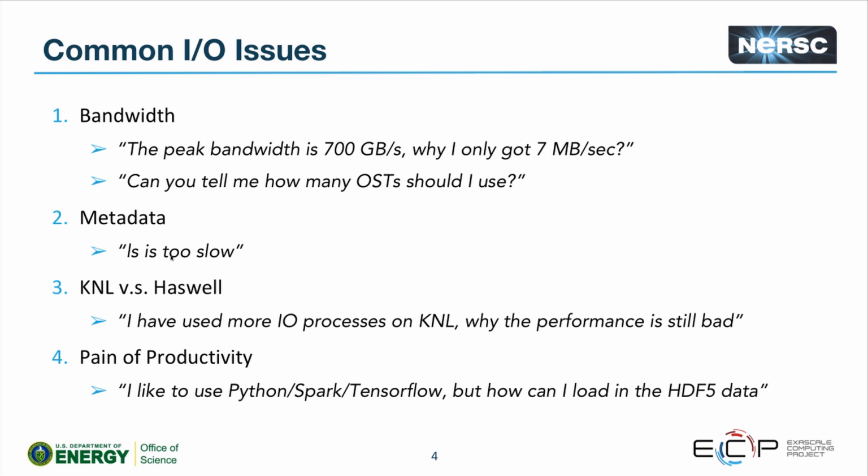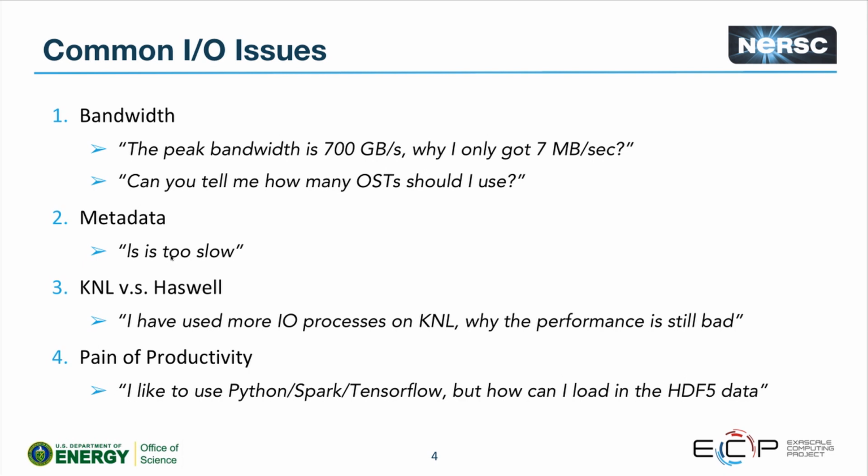So I'm the guy who supports I/O issues at NERSC. I often see these kinds of questions. For example, your center claims that your peak bandwidth is 700 gigabytes per second. Why does my application only get 7 megabytes per second? Or, very specifically, a simple question is, could you tell me how many OSTs I should use? How many storage nodes should I use to get better performance?